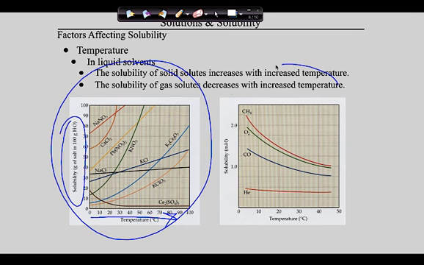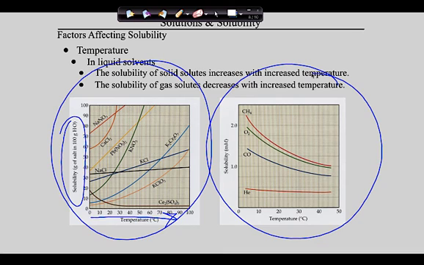But guys, look at what happens here. When you increase the temperature on a liquid, this is now the solubility of gases in water. And what happens to the solubility? It goes down. Why would that be true? Well, now everything's moving more rapidly, and those gases jump out of solution and go up into the gas phase.